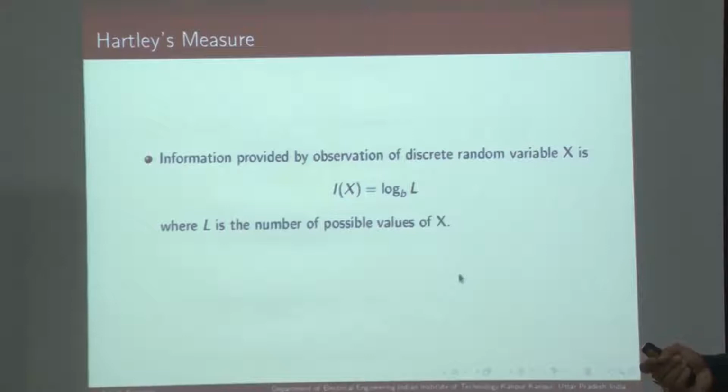So for example, if you consider tossing of a coin, how many possibilities are there? Two, head or tail. And if you consider rolling of a dice, six possibilities. So if I roll a dice, that will have more information compared to tossing of a coin. Why? Because tossing of a coin has only two possibilities, whereas rolling of a dice will have six possibilities. Okay, so this was the definition. This is how basically Hartley quantified information. Now, what is the problem with this approach? What is the problem with quantifying information like this?